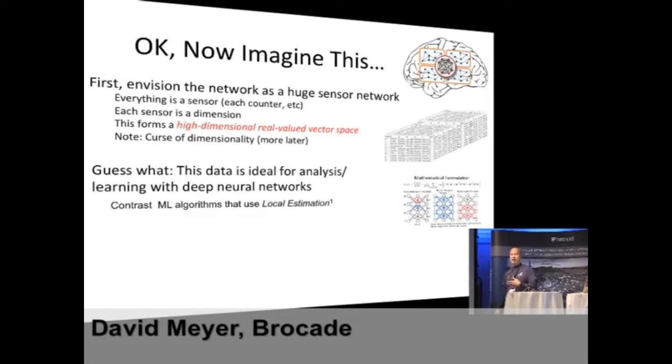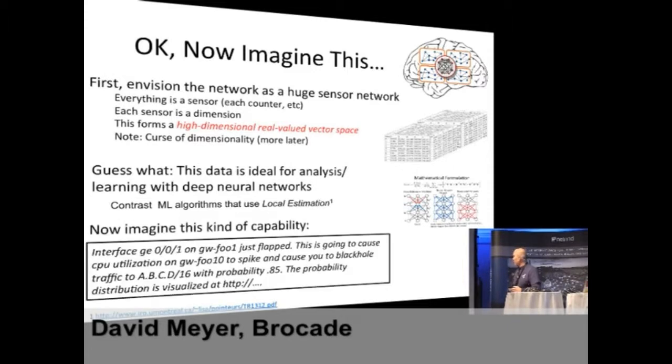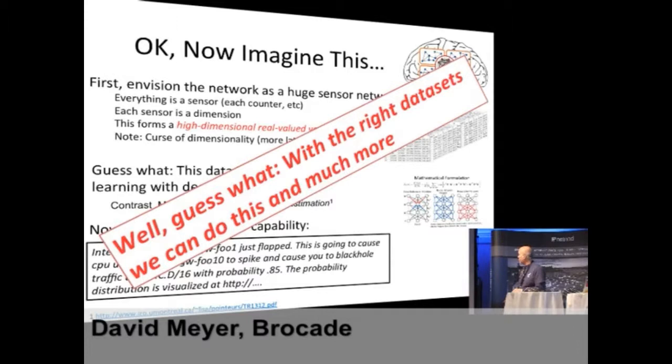So all we have to do is figure out how to clean up our network data. That's a really big problem because network data is just ugly. It's dirty and it's really noisy. But it's the right thing. So imagine you could do this. You have some interface somewhere, it flaps, and because you've done this analysis, what you know is that the CPU utilization somewhere is going to spike and it's going to black hole something. You could learn this kind of stuff, so you could predict that. It's kind of interesting. You can do that and a lot more.